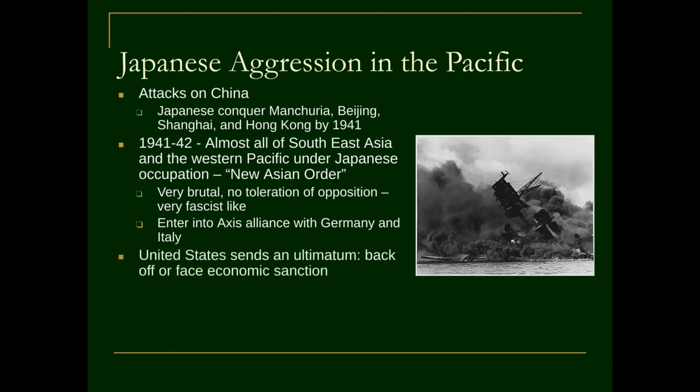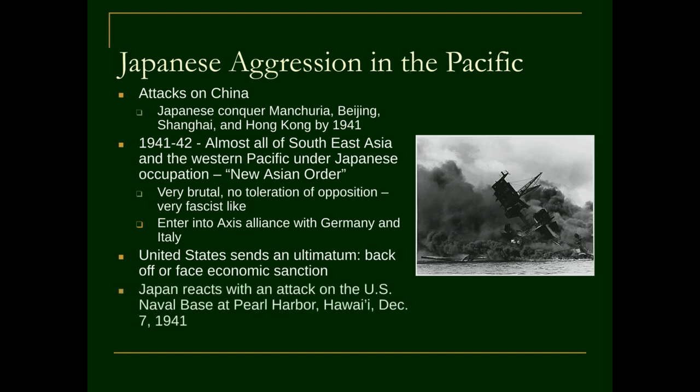And the United States sends an ultimatum to the Japanese to back off or face economic sanctions. Of course, this is when they issued that oil embargo, preventing the sale of oil to the Japanese. The Japanese are going to react with an attack on the United States naval base at Pearl Harbor on December the 7th, 1941. The United States was now in World War II.